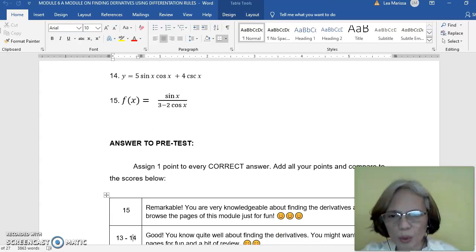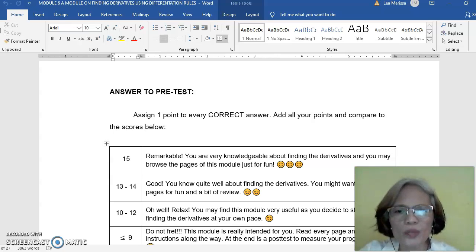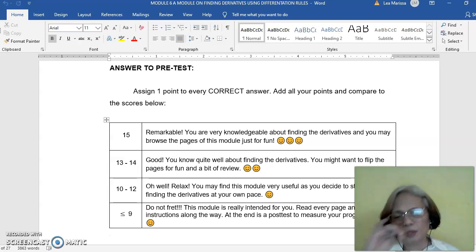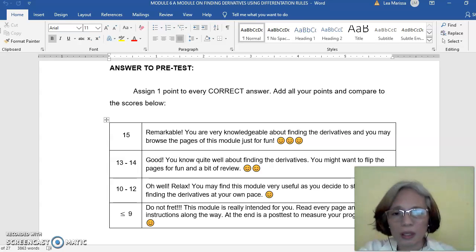And then this one is important: the answer to the pretest. There should be an instruction on how they will score their answers. I have here: assign 1 point to every correct answer. Add all your points and compare to the scores below. This is very important because, as I mentioned earlier, the pretest is a diagnostic test, so that the learner would be able to determine how he or she stands as regards the topic on differentiation rules.